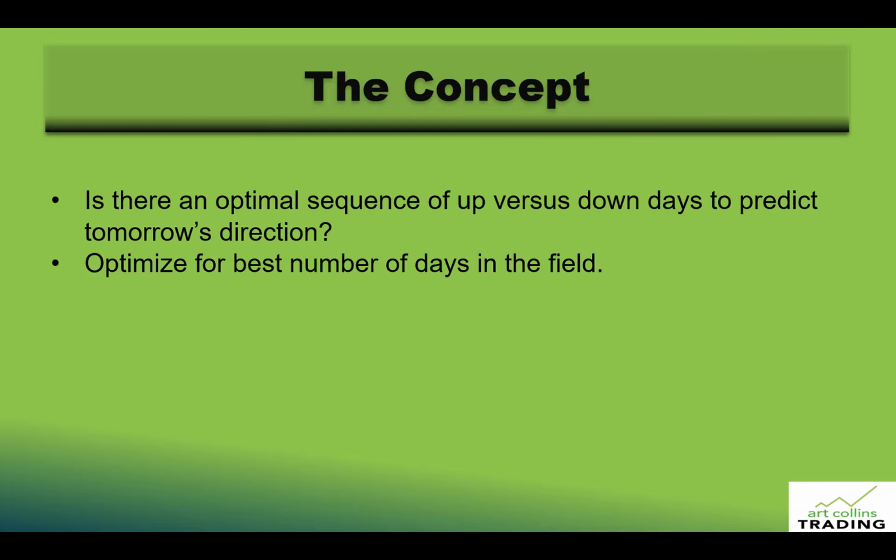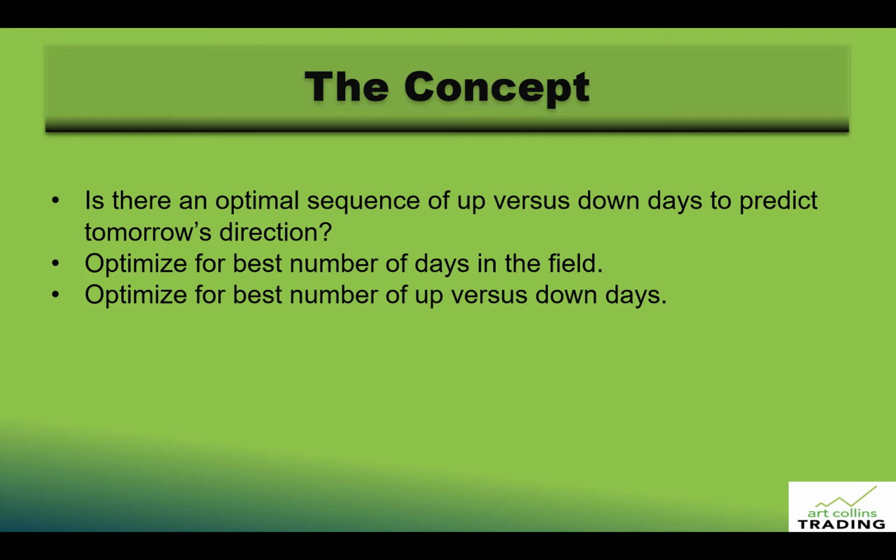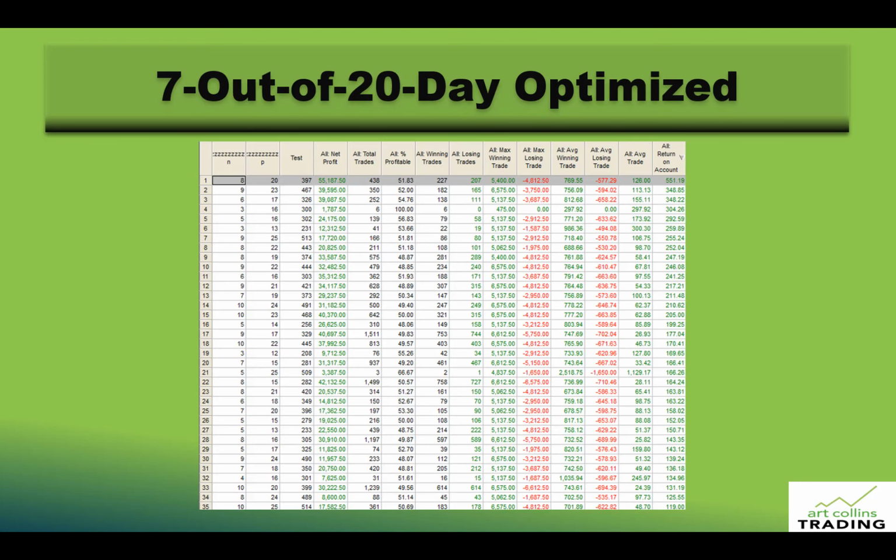So two things we have to optimize for. The best number of days in the field, total, I'm going to give that a value of P. And the best number of up versus down days, that'll be N. What we came up with, according to best return on account, which is what I almost always optimize for, is you want a field of 20.